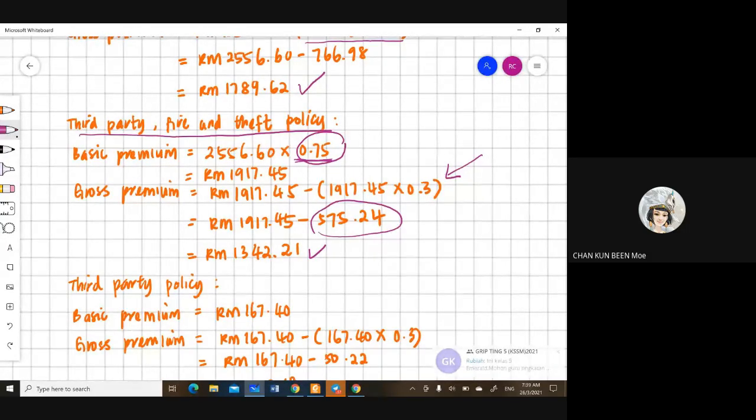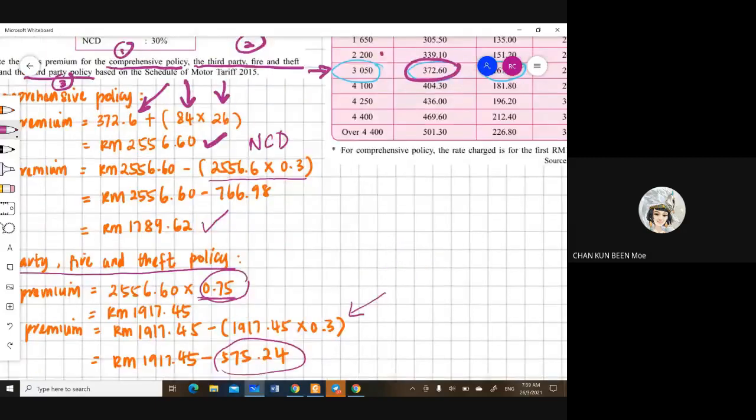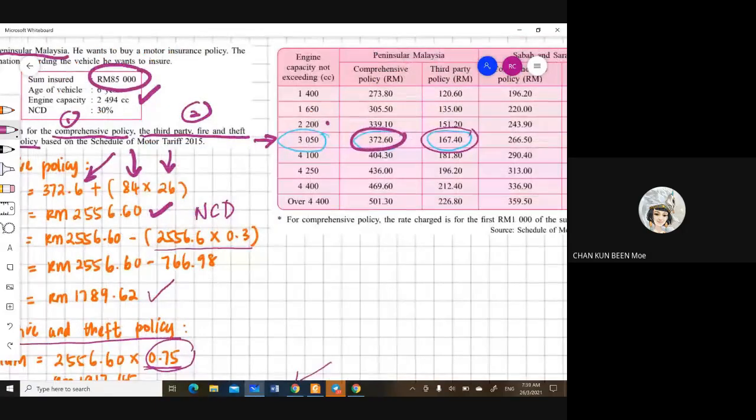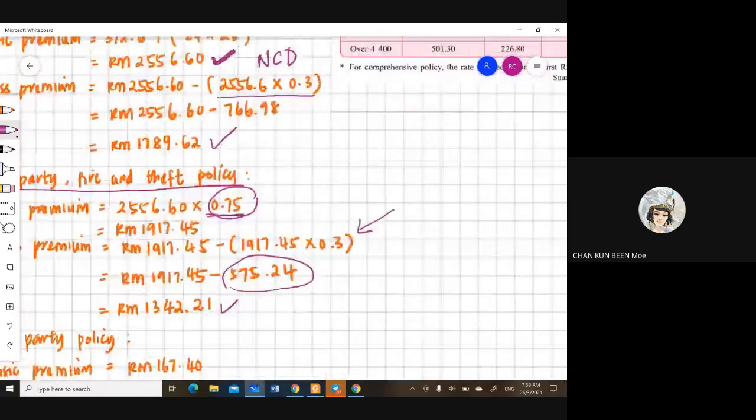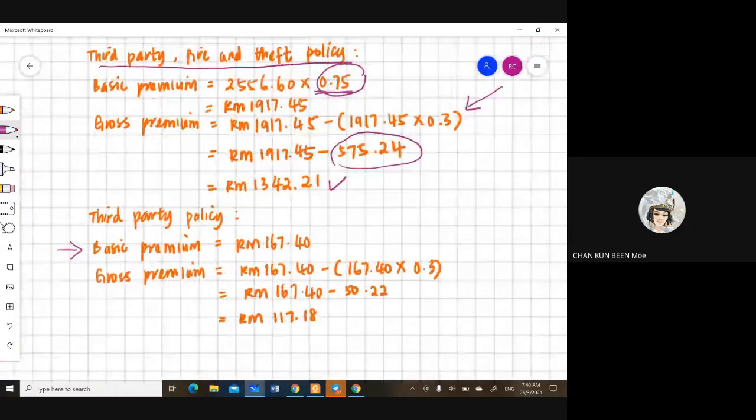Okay, now if you look at the third party policy, you are just going to refer to the tariff regarding the basic premium. So if you refer to the tariff, it is 167.40 cents. So that is how I have it over here. The basic premium is 167.40. Then you can find the gross premium by deducting the NCD again, using 167.4 times 0.3. Therefore, the answer is 117.18.